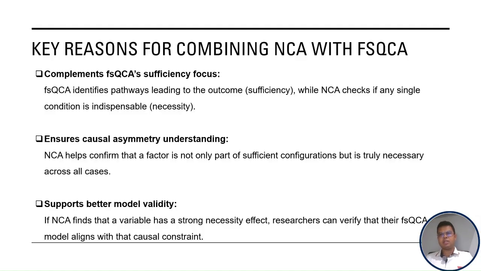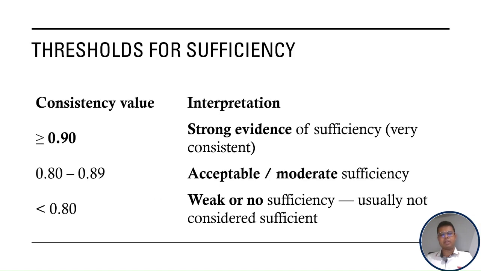So let's make it easy with an example. If we consider some threshold values, if the consistency value is greater than 90%, it is strong evidence of sufficiency, very consistent. On the other hand, if it's in the range 0.8 to 0.89, it's acceptable or moderate sufficiency. But if the consistency value is less than 80, it's very weak and it's not a necessary condition for the sufficient condition analysis.